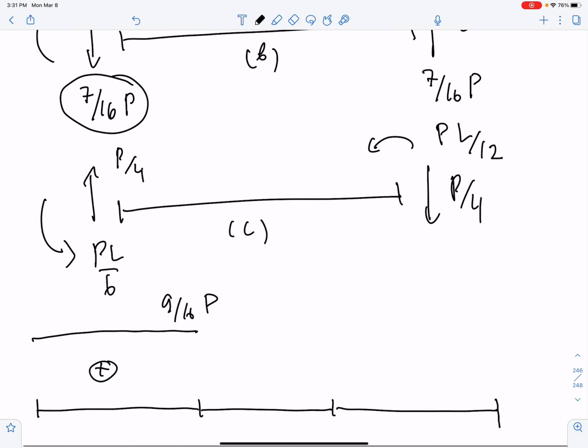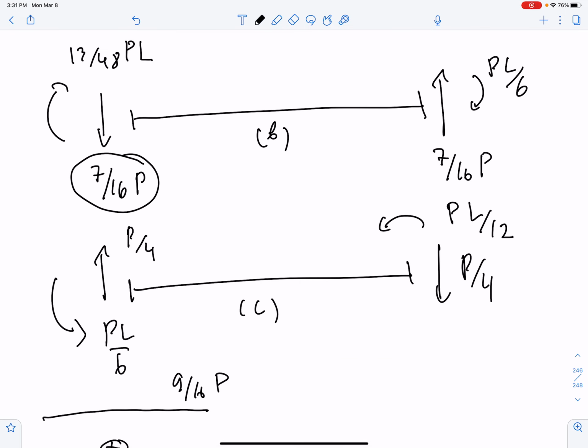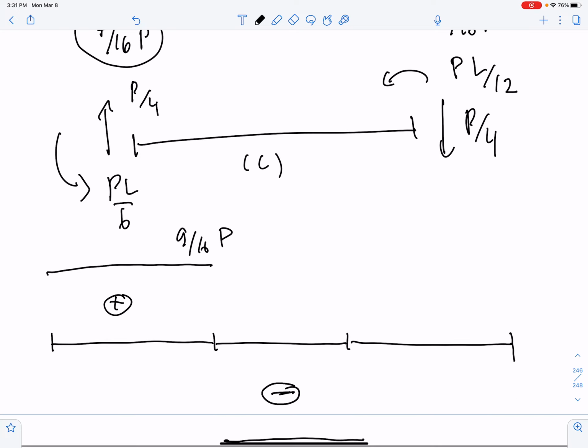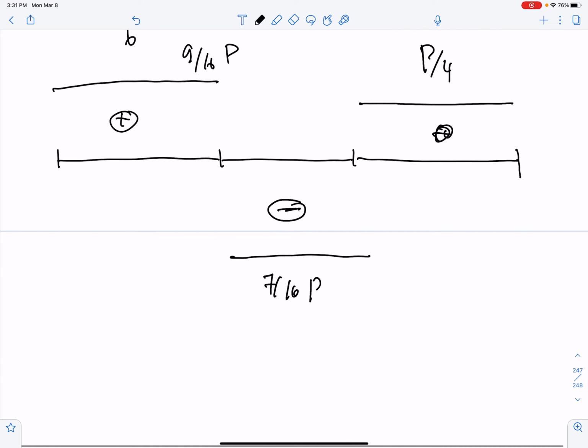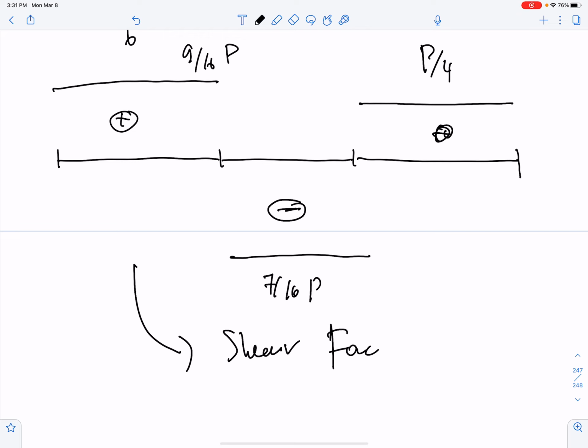Okay. Going into the next element C, another reversal occurs. Okay, we'll go to positive P over 4. This puts us somewhere here. Plus P over 4. Okay, and so this is a shear force diagram for the whole structure.